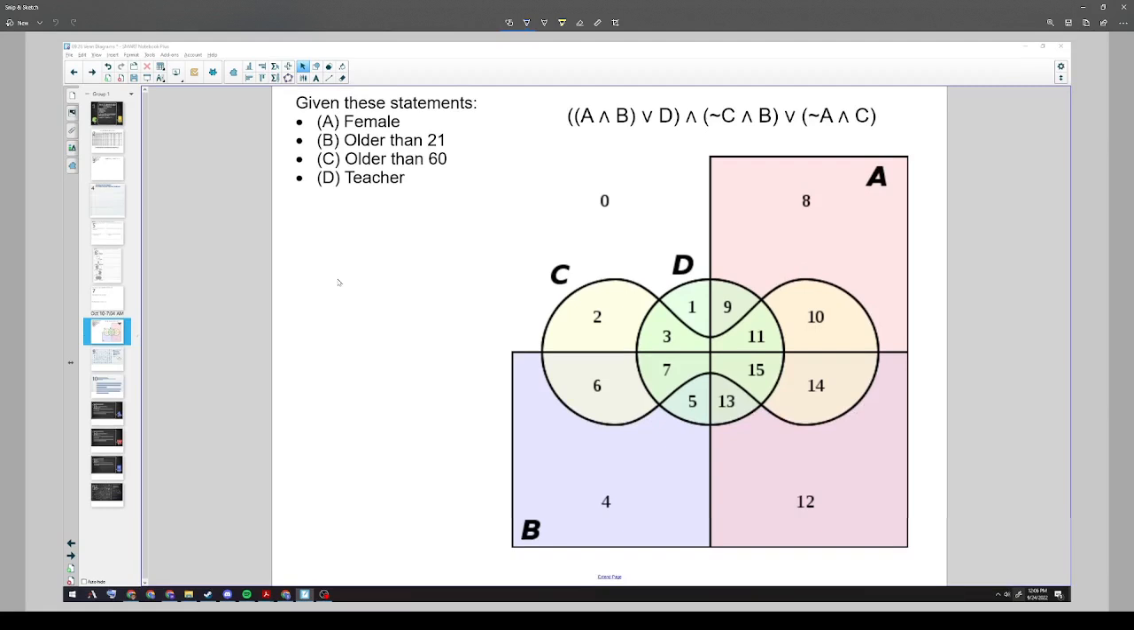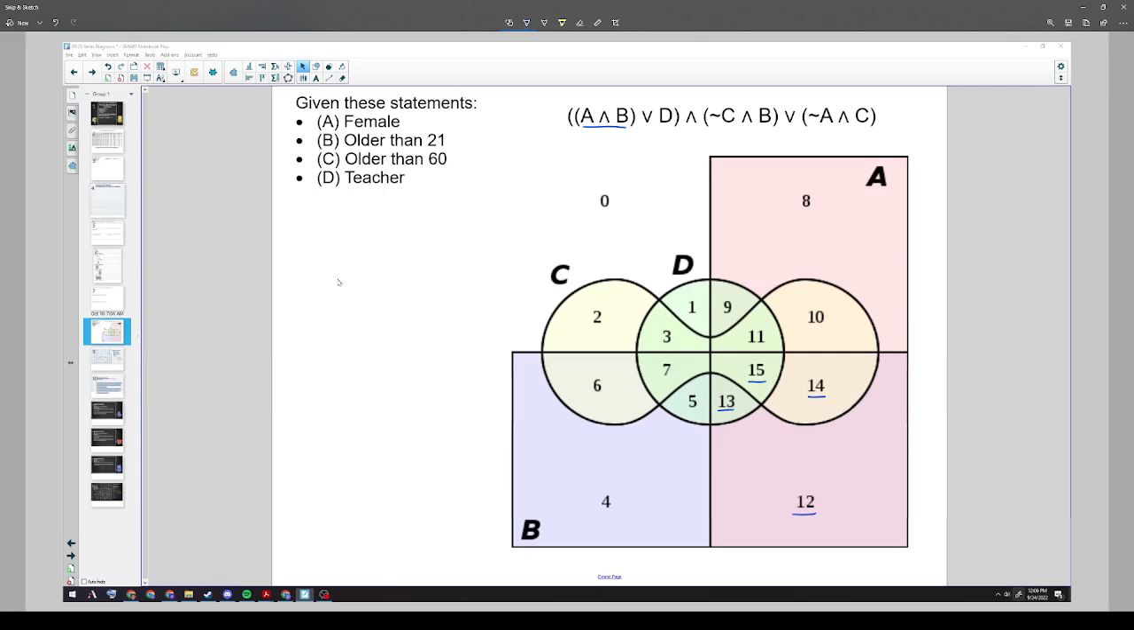So we're going to start similarly to what we did before, from our innermost parentheses, and look for where A and B are. So this is just A, this is just B. The things that are in both A and B are down here in this box. So A and B is all of these options here. That's where A and B are both true.